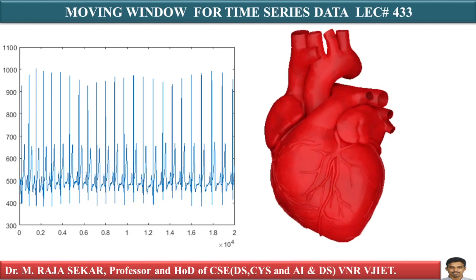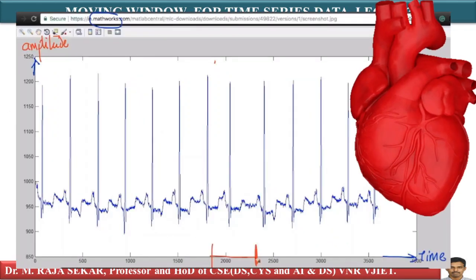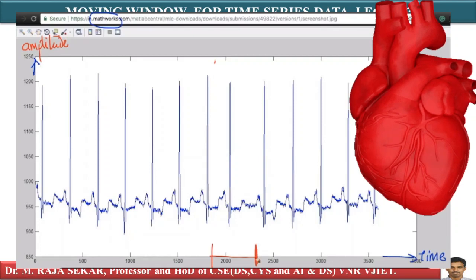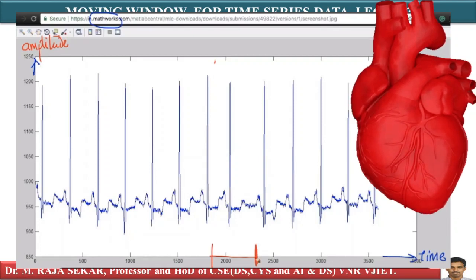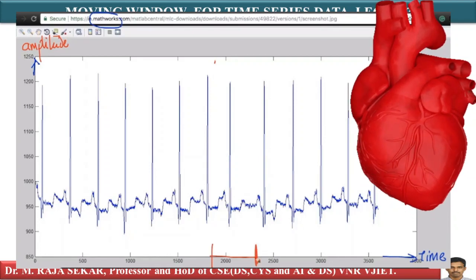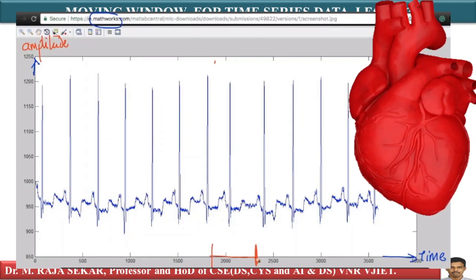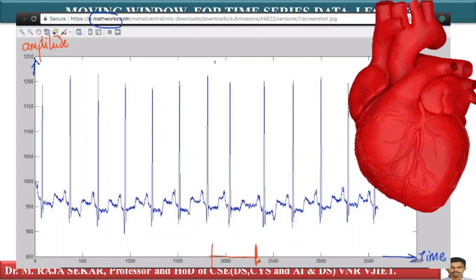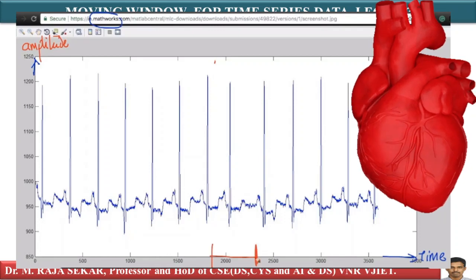looks. What do we have on the x-axis? On the x-axis we have time, isn't it? On the y-axis, I don't know the medical term here, but basically it is the amplitude of a wave. This represents the beating of the heart. Doctors study this and diagnose from it.